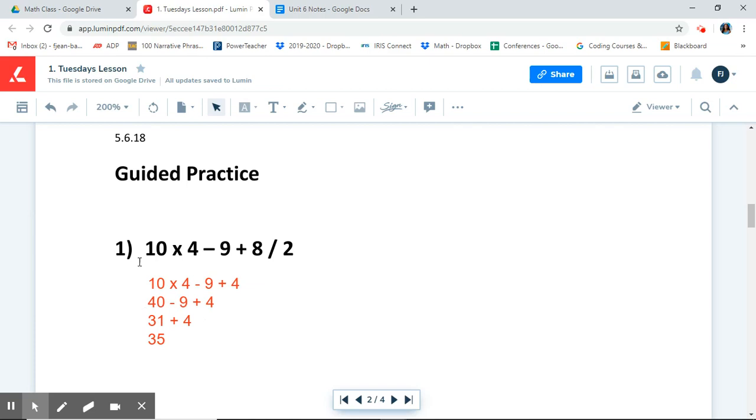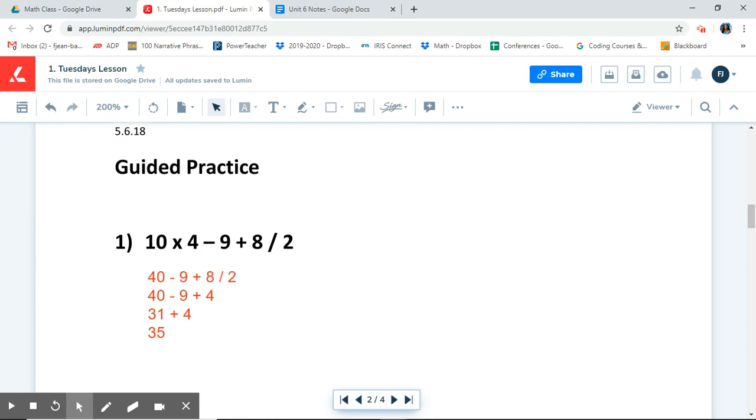Number 1, 10 times 4 minus 9 plus 8 divided by 2. Again, we're moving from left to right, always beginning with multiplication and division because they show the same importance. So we're going to solve. So we're going to start with 10 times 4, which equals 40. Rewrite our expression. 40 minus 9 plus 8 divided by 2.